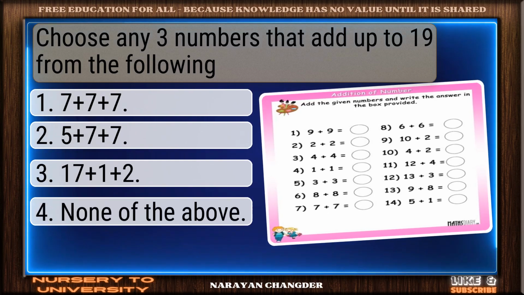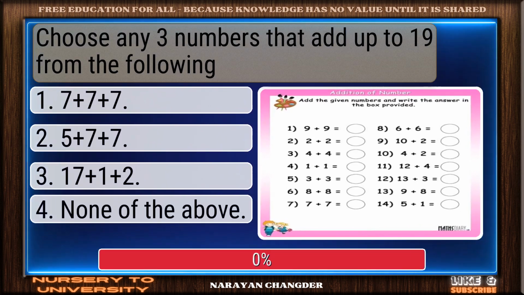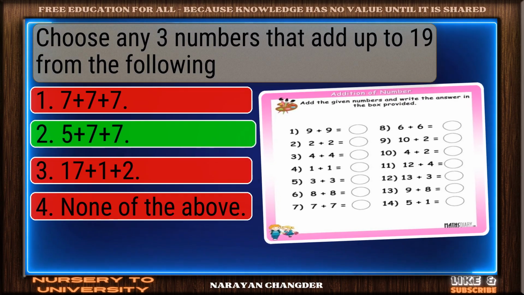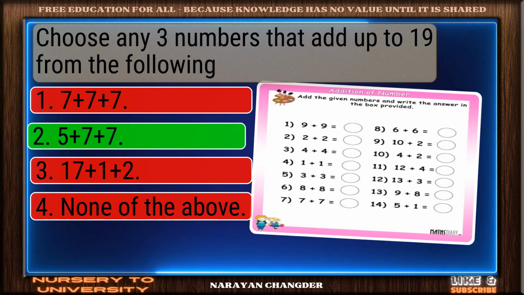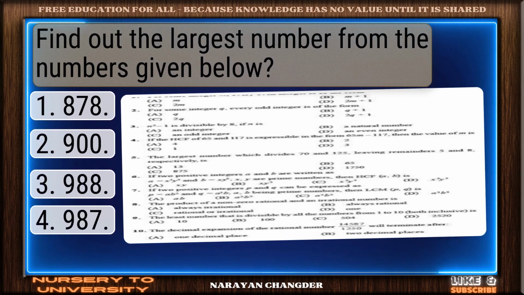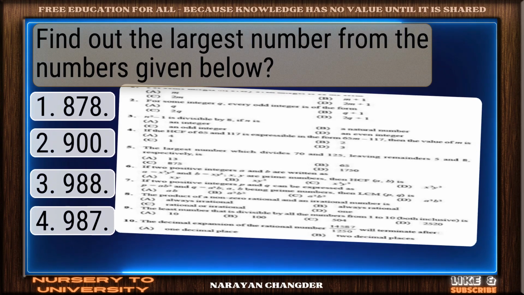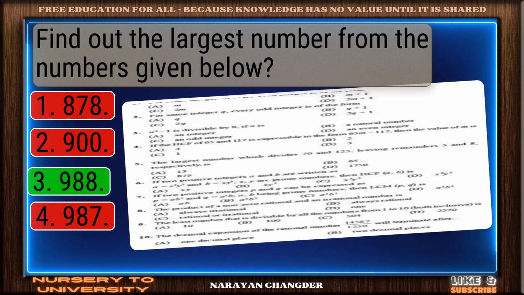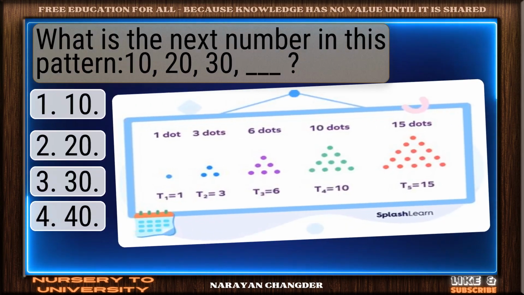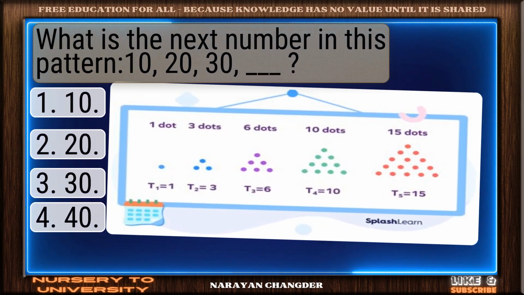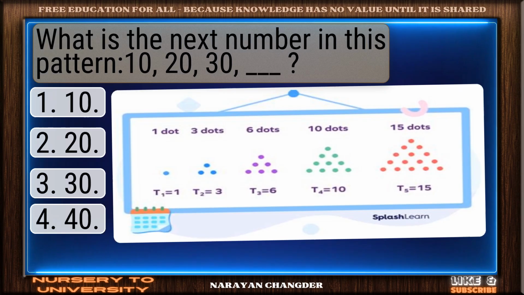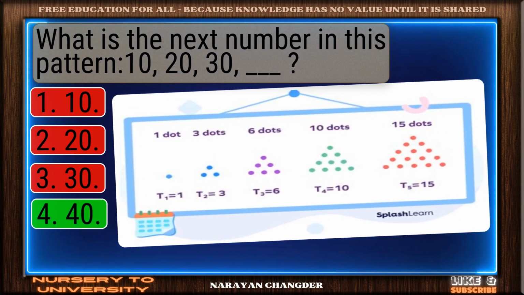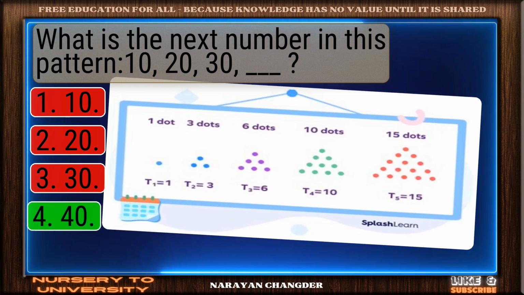Choose any three numbers that add up to 19 from the following. Perfect. 5 plus 7 plus 7 is the correct choice. Find out the largest number from the numbers given below. You're right, 988 is the correct answer. What is the next number in this pattern? 10, 20, 30, dash? Sharp thinking. 40 is the right choice.